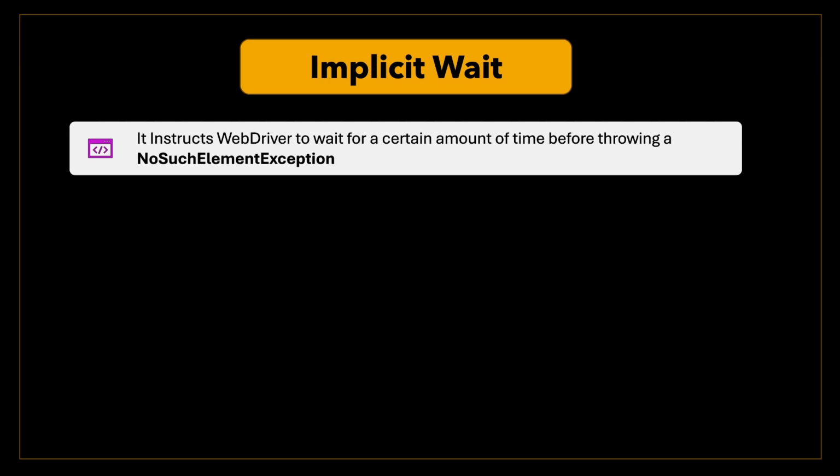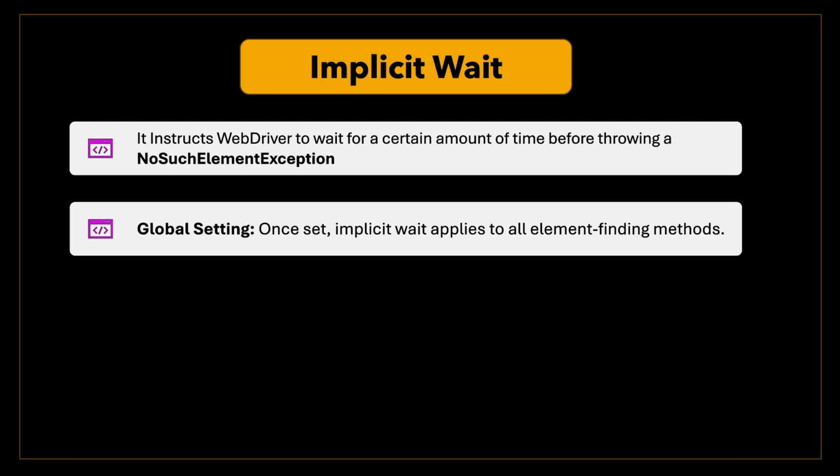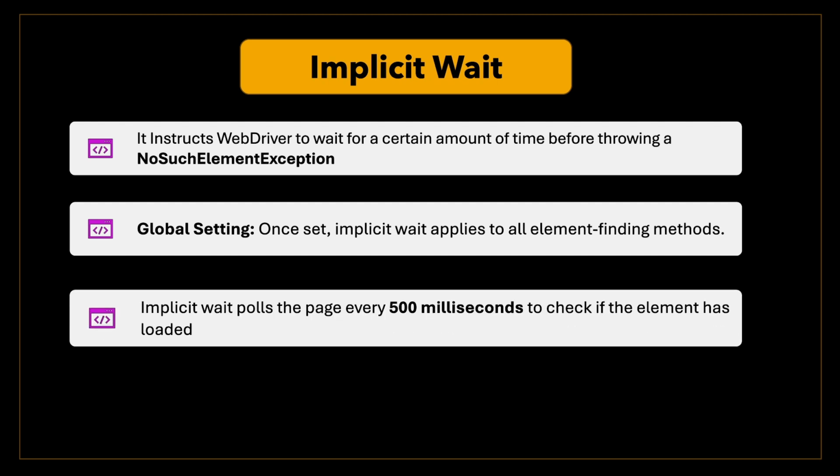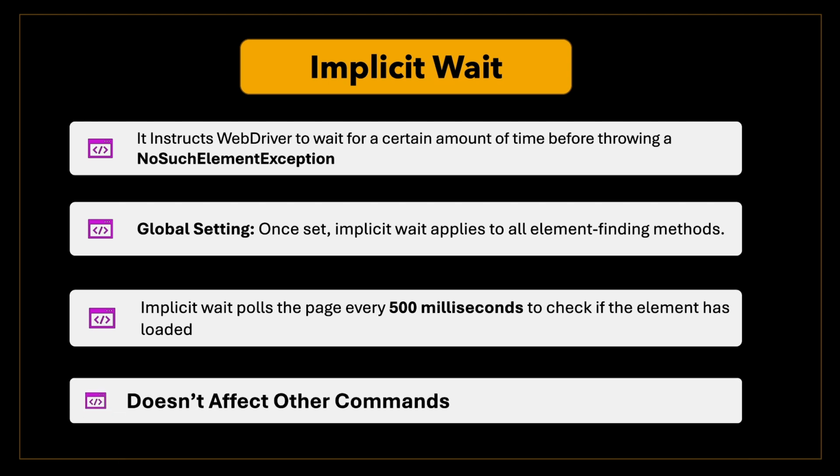A few key points to remember about implicit wait are: first, it is a global setting. That is, you don't need to define it for each element. Once set, implicit wait applies to all element finding methods throughout the WebDriver instance. If you set it again, it will override the previous value and take the new value. It has a polling behavior. That is, implicit wait polls the page every 500 milliseconds to check if the element has loaded. Let me show you using code how implicit wait behaves in different scenarios.